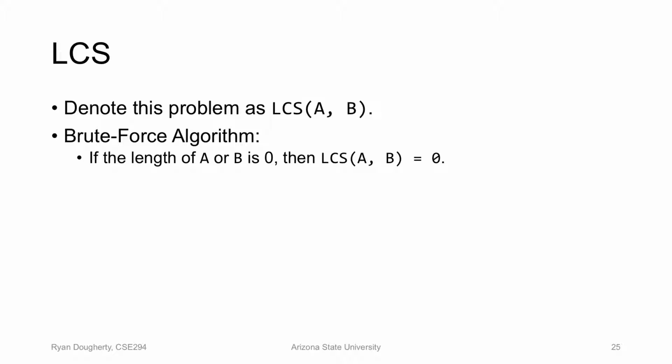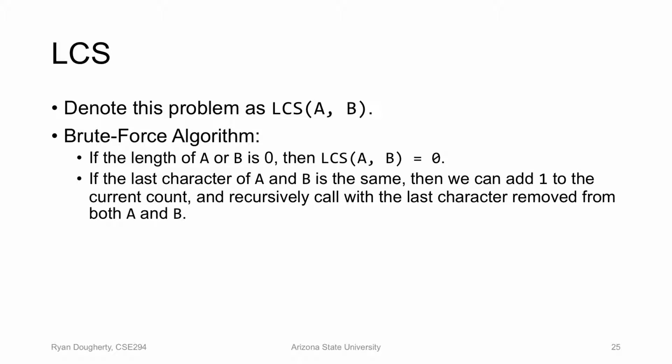But there are some optimizations that can be made, right? If the length of one of the strings is 0, say A has length 0, then there's no subsequence in it. So we know that the longest common subsequence length is 0. There's nothing I can do there. But we can also look at this. If you have two strings and the last character is exactly the same, then we include that character in the sequence, right? And then just recursively call on the remaining string.